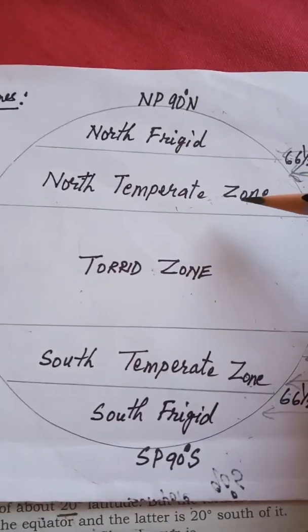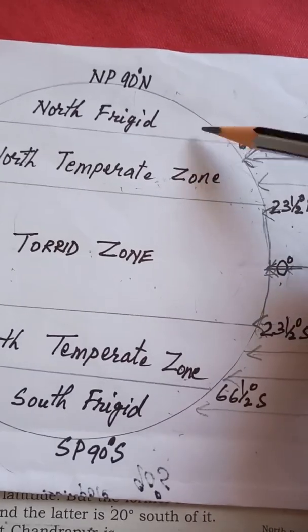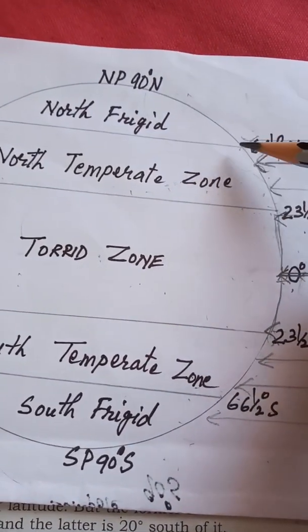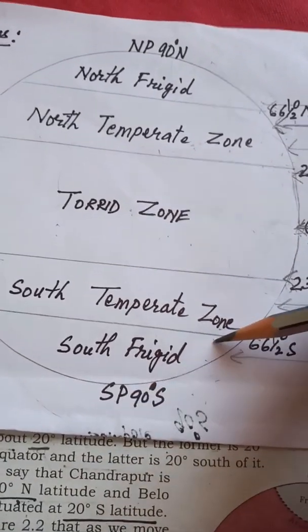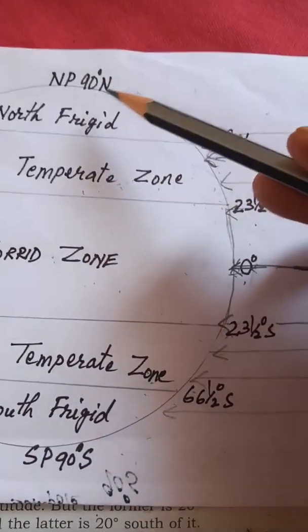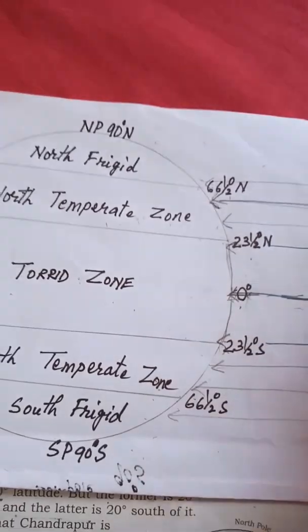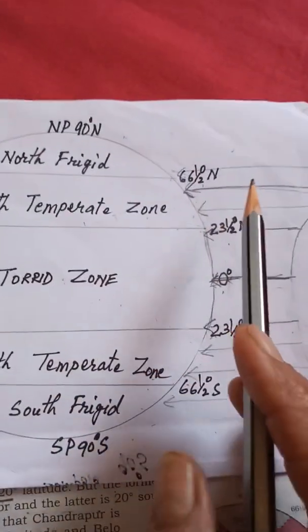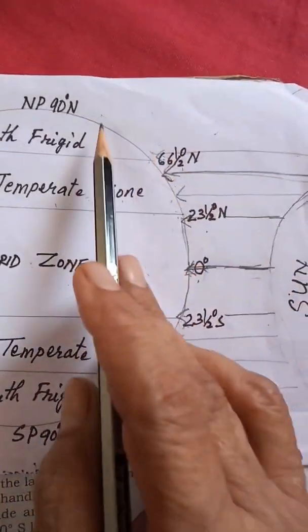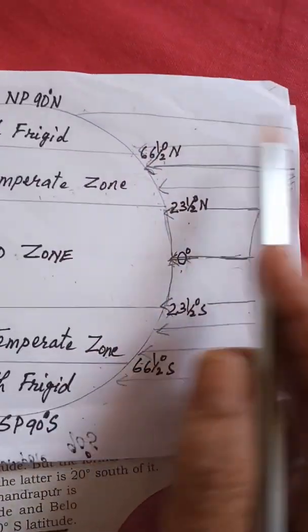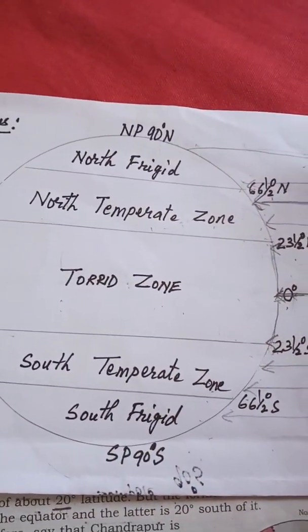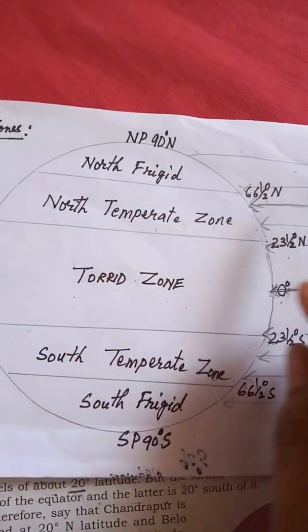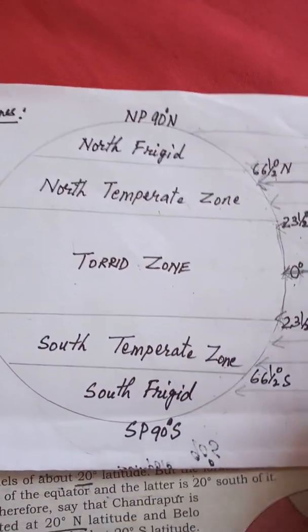Now, as you go beyond 66½ degree, that is Arctic Circle to North Pole and Antarctic Circle to South Pole, these areas are completely frozen areas. Throughout the year, these areas are frozen, because they also get slanting rays and the sun never rises up in the sky. It rises only in the horizon. It doesn't rise above the horizon.